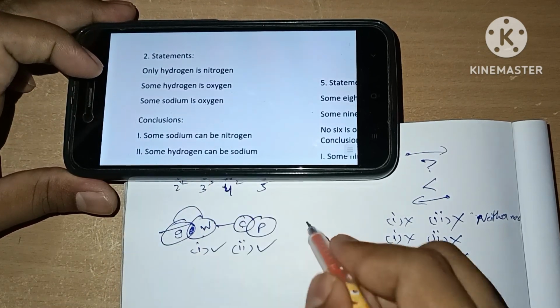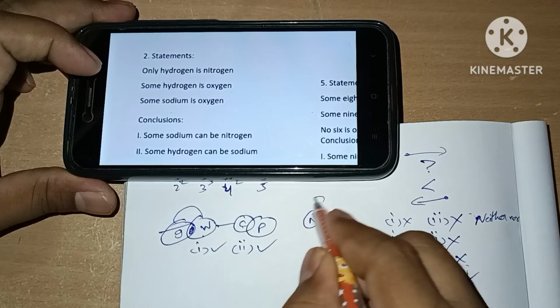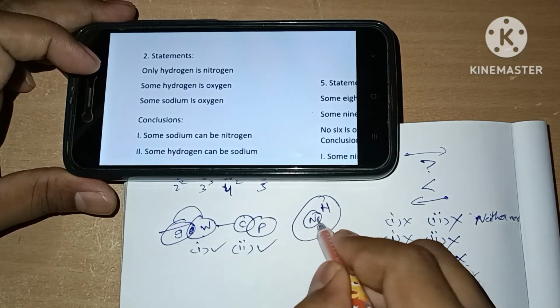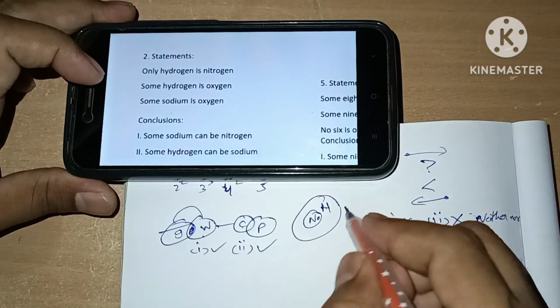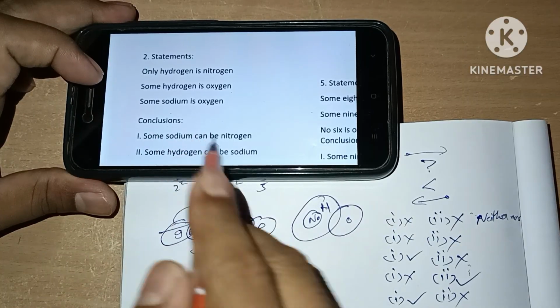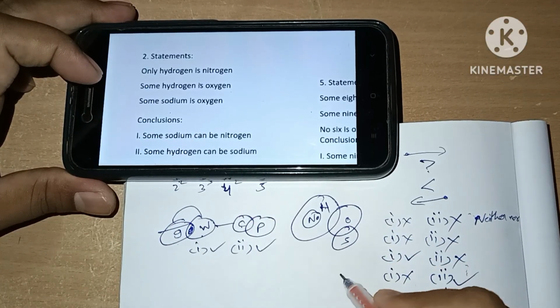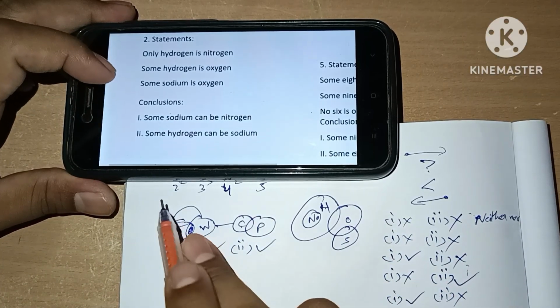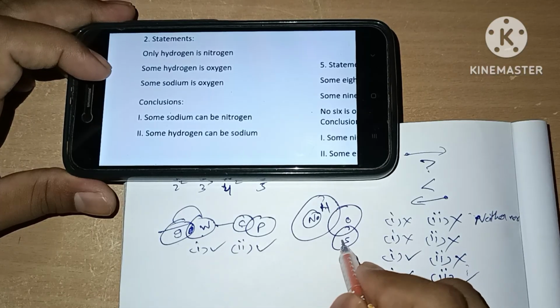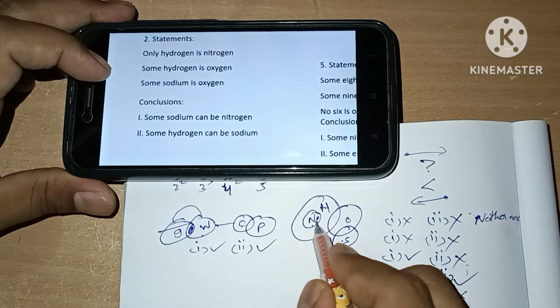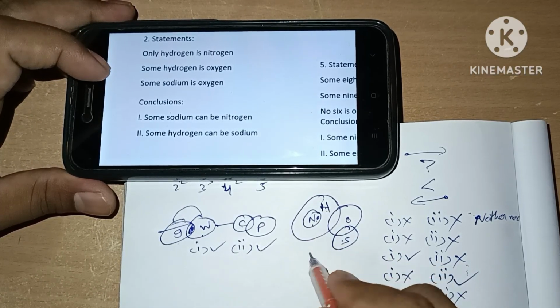Only hydrogen is nitrogen. So nitrogen is inside hydrogen and doesn't share with anything except hydrogen. Some hydrogen is oxygen. Some sodium is oxygen. Let's see conclusions. Some sodium can be nitrogen. Some part of sodium is sharing with the nitrogen. Nitrogen shares only with hydrogen but none of the others. So first one is false.